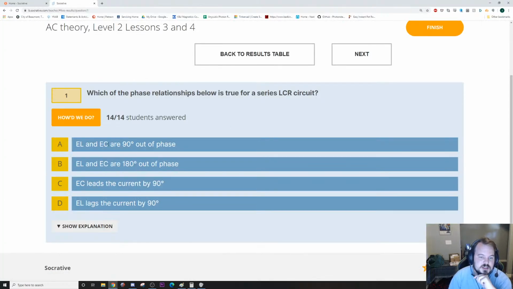EL and EC are 90 degrees out of phase. That is wrong. EL and EC are 180 degrees. EC leads the current by 90. No. EL lags the current by 90.